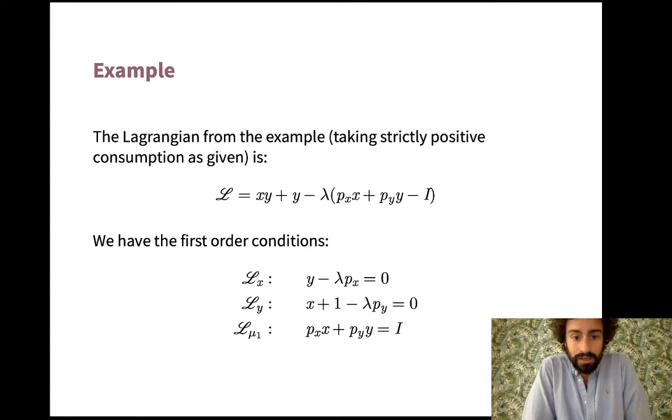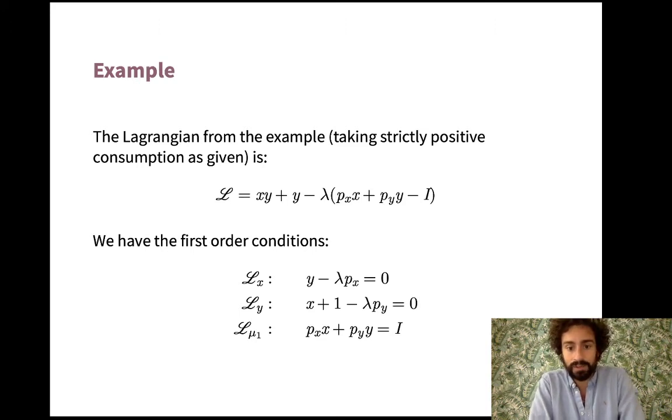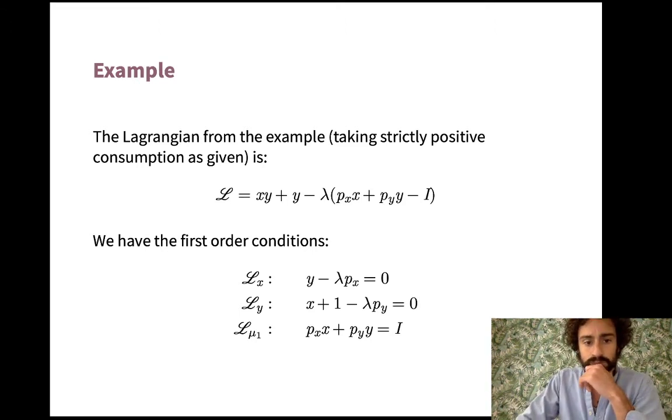So the Lagrangian is the utility function, xy plus y, minus lambda times the budget constraint, that's pxx plus pyy minus the income. We have 3 first order conditions with respect to x, y, and lambda. I wrote mu1. At some point I changed the notation. So hopefully no one has any problems here. This is just algebraic: take the derivatives and then set them equal to 0.